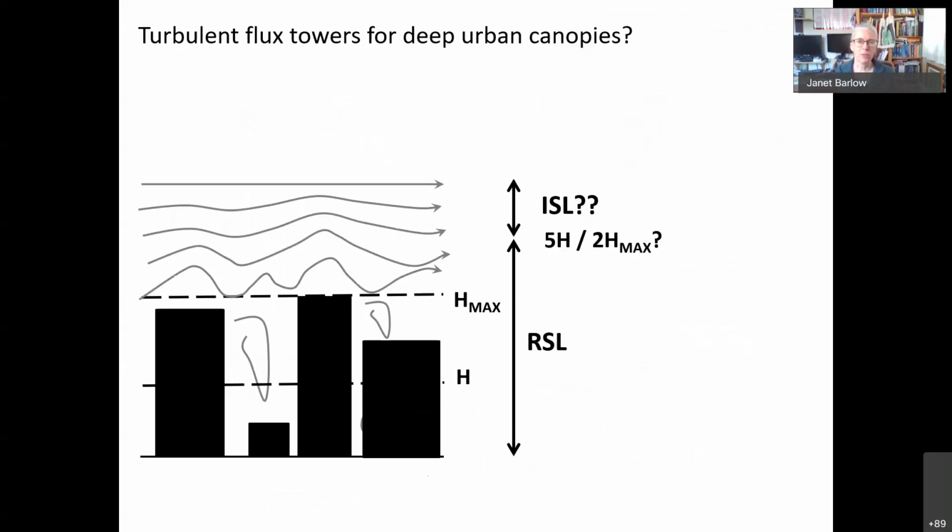What do we do if we have a really deep urban canopy like New York or Hong Kong or Beijing? Deploying flux towers can be really difficult. And there's another point that if we have a really deep and heterogeneous canopy, then we might squeeze out the inertial sublayer. So there are some deeper conceptual issues there.